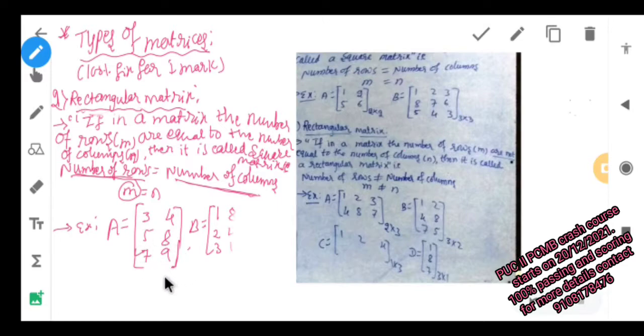Okay, 3 rows are there. Next, how many columns? 1, 2. 2 columns. Okay, whether 3 is equals to 2? Not at all. 3 is not equals to 2, of course.